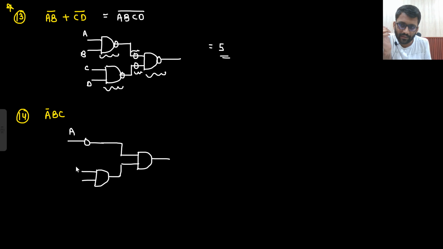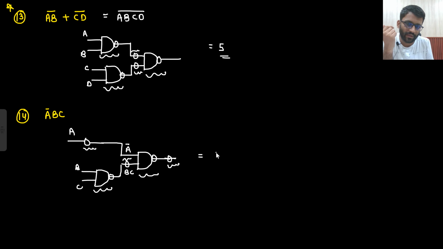This is my A, this is BC. So A bar BC. The answer will be A bar BC. But I need to use NAND gate. So this inverter will come here, another inverter will come here, this inverter will come here, and then another inverter will come here. 1, 2, 3, 4, and 5. So the answer is 5. A bar BC, the answer is 5. You cannot do anything about it.